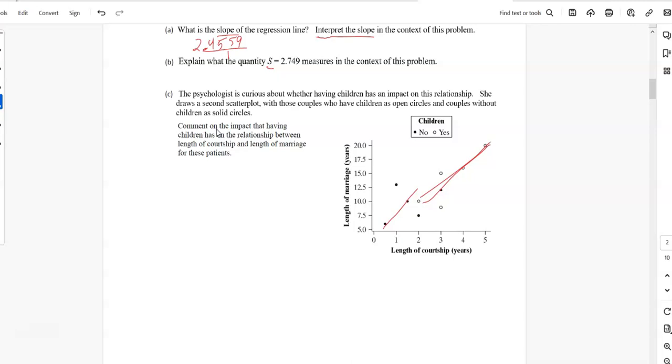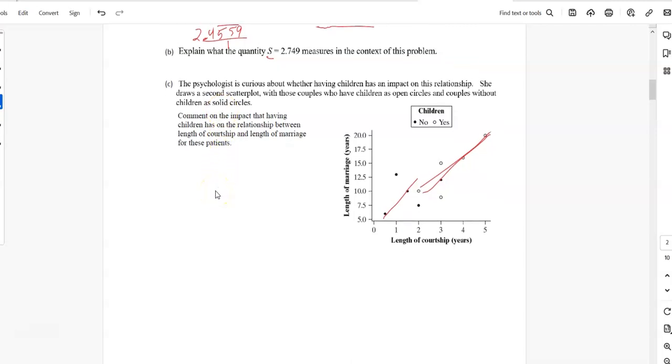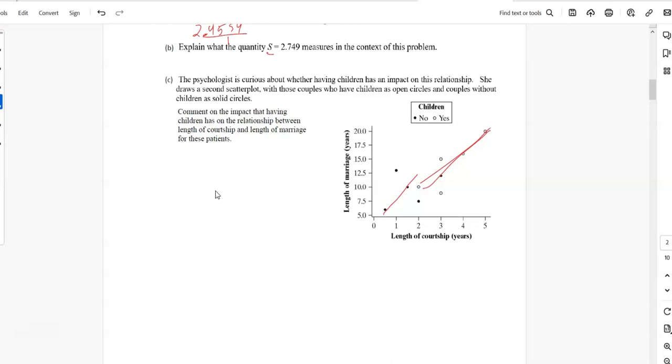It tends to be a little tighter pattern, it looked like, with children. So a little stronger positive relationship. When you have children, it's a stronger positive relationship that you have. The correlation would be a little stronger than it was with the no children couples.